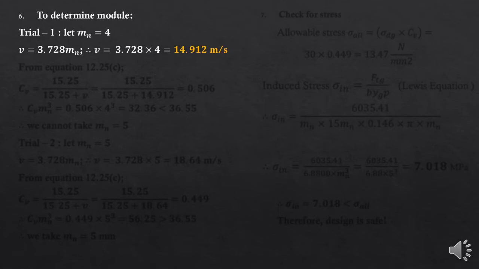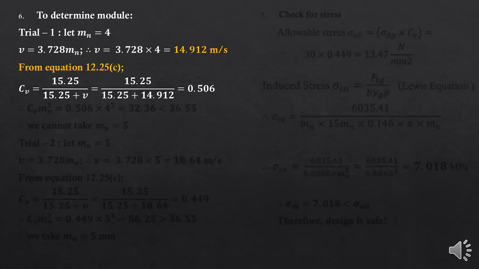Okay, so to determine module, trial 1, we will start with normal module equal to 4. Solve it for velocity, we will get it as 14.912. Now, a similar Barth equation for helical gears is also available in your handbook for a velocity factor, and for a velocity up to 20 meters per second, the velocity factor is given by 15.25 divided by 15.25 plus velocity. Substitute for velocity and you will get CV as 0.506.